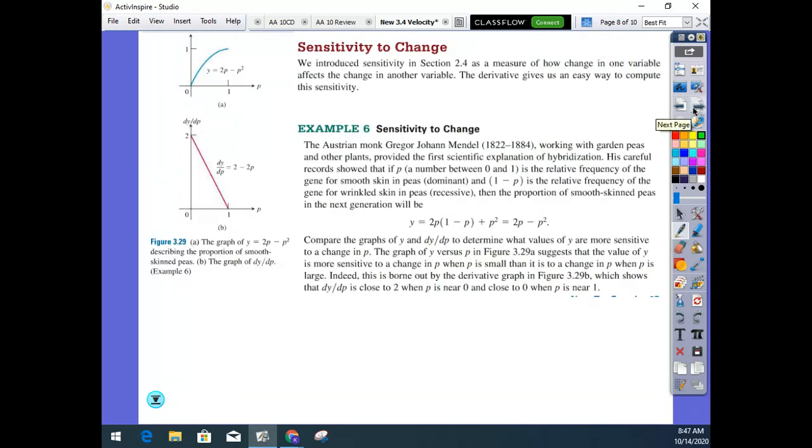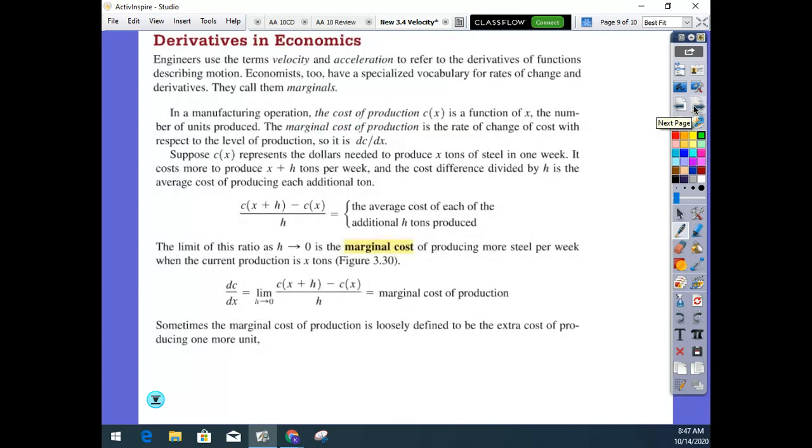Okay, so the rest of this is just understanding that the derivative finds a lot more than just the slope of the tangent line. It can find sensitivity to change. I don't think I've ever seen a question having to do with that. But this is important. Derivatives in economics, you really find calculus in every single field. In economics, it's the marginal cost. Don't worry about the sensitivity to change part. Go down to marginal cost. The derivative of cost with respect to x is marginal cost of production. So this is all I need you to know. Basically, when you see the word marginal, you're going to take the derivative.